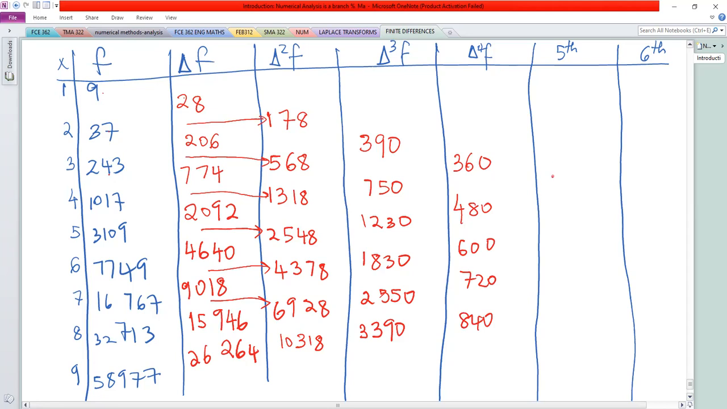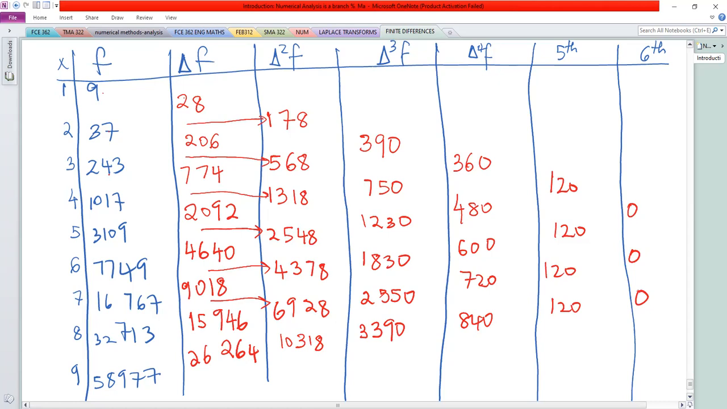And then next one will be 120. Next one is 120. Difference 720 minus 600 is 120. This is also the 120. And then this will just be 0, 0, 0. So that is the complete difference table for this given function.